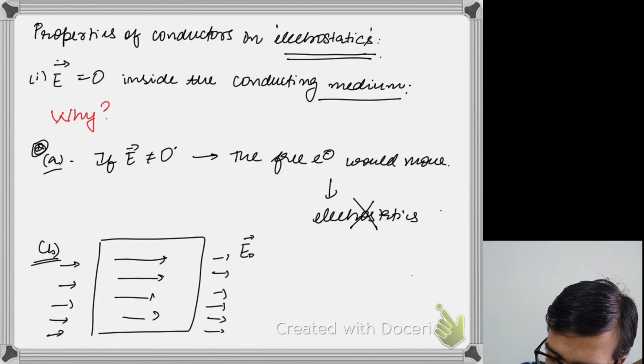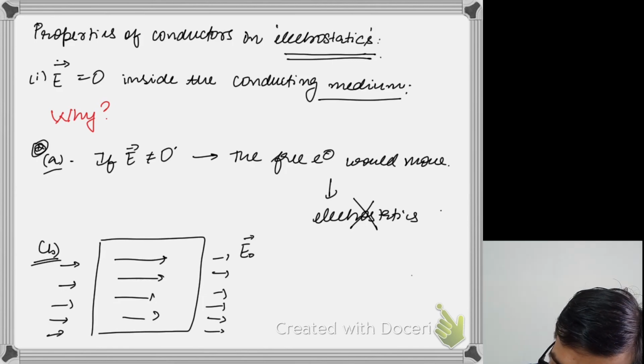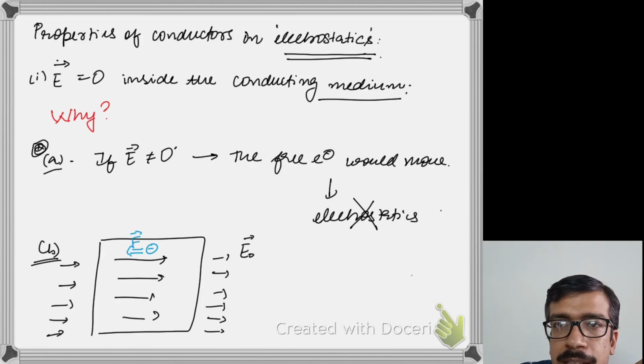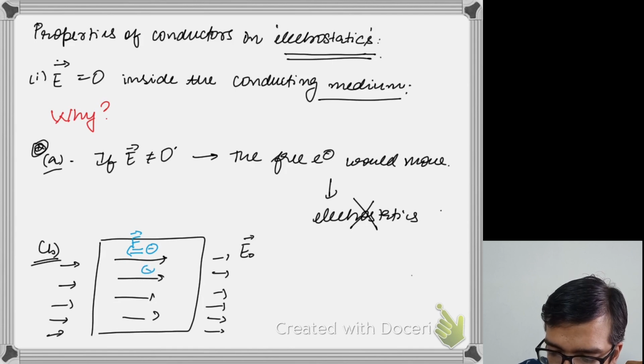So there are some electrons here. This electron experiences a force opposite to that of the electric field, right? Because they are negatively charged. So force is equal to charge times the electric field. Charge is negative, so the direction of the force is opposite to the electric field, which means that now all these electrons are going to move in a direction opposite to the electric field.